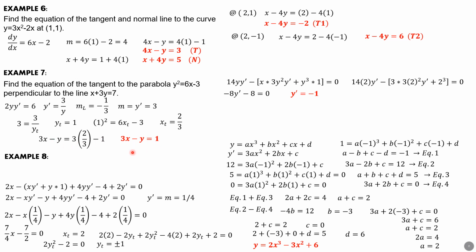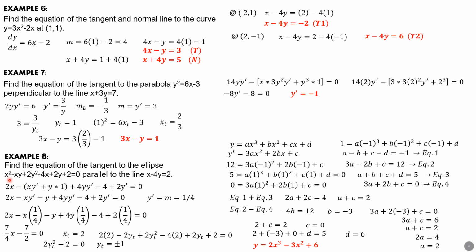Example 8. This is an implicit function. Find the equation of the tangent to the ellipse x squared minus xy plus 2y squared minus 4x plus 2y plus 2 equals 0, parallel to the line x minus 4y equals 2. So this is an ellipse because there is an xy term. Its axis is rotated. It may look like that or like that.